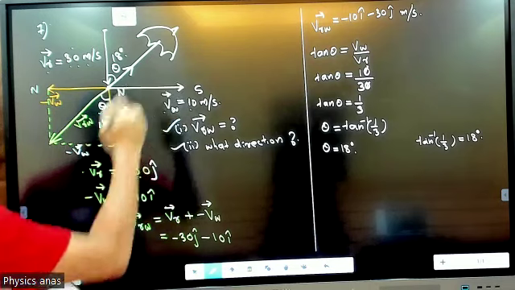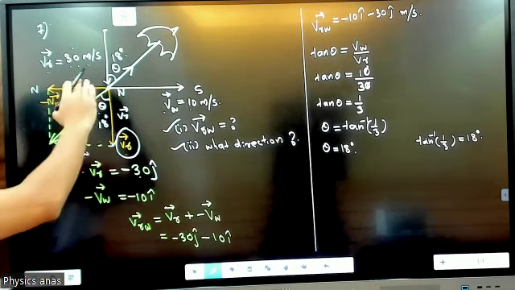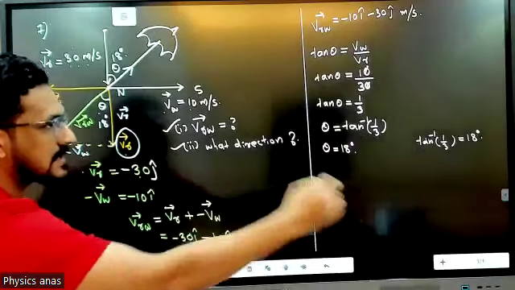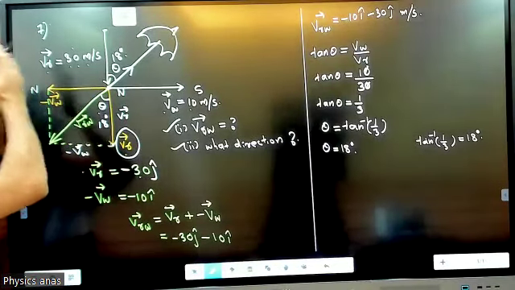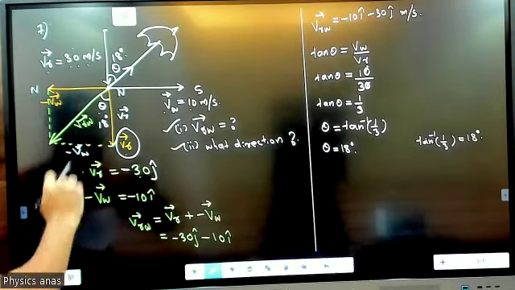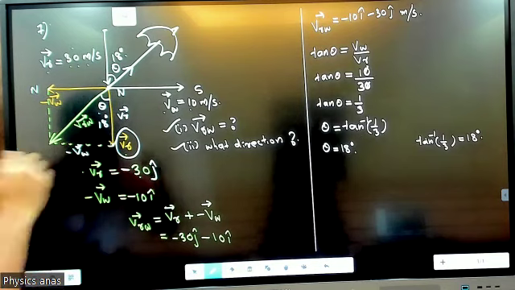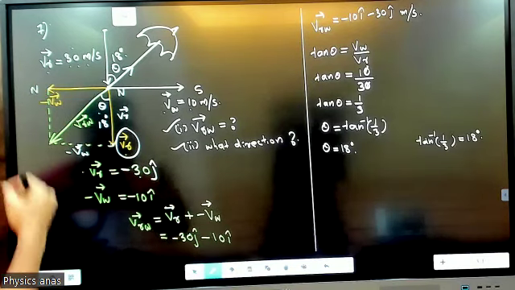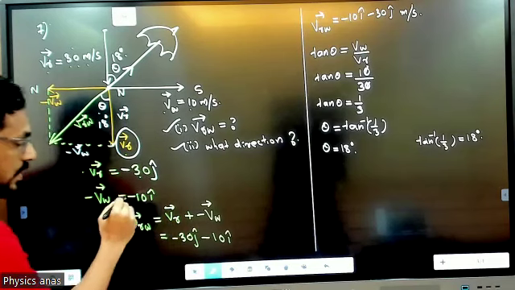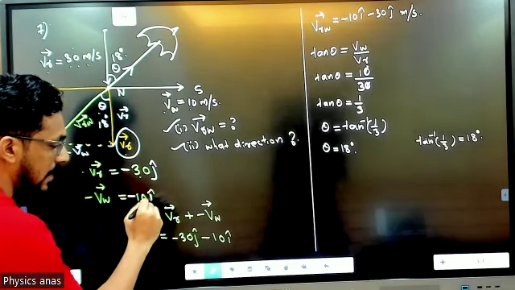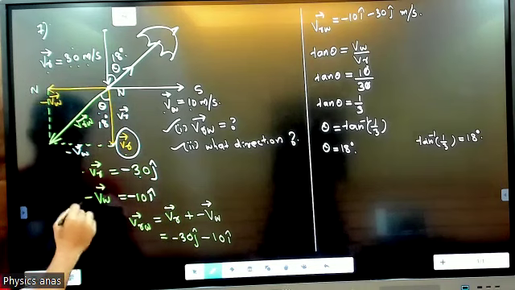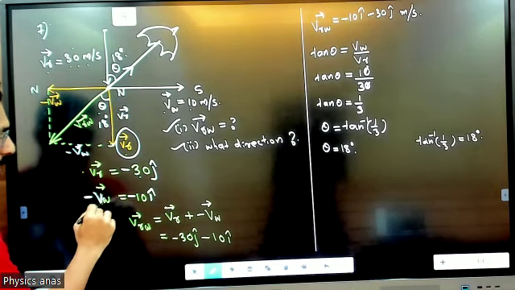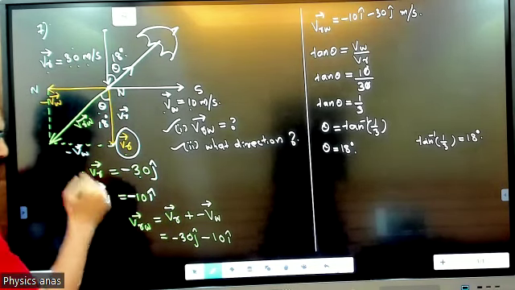And velocity of woman is in the positive x direction, but I am taking the negative vector of it. So that will be in the negative x direction. To show a vector in the negative x direction, I have to give minus I. So minus VW will be minus 10I cap.